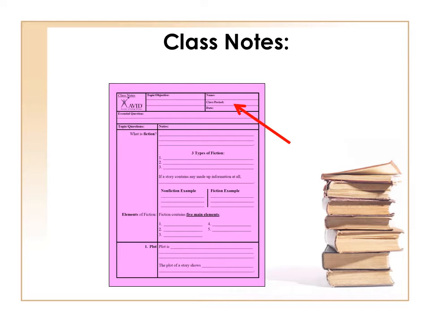The first thing you'll want to do is put your heading in the upper right-hand corner of the page. There's a place for name, class and period, and date. It's important that you put this information at the top because every now and then a paper may become separated from you, and it's easier to return it to you as long as you have that information there. Once you've headed your paper, then you're ready to proceed.